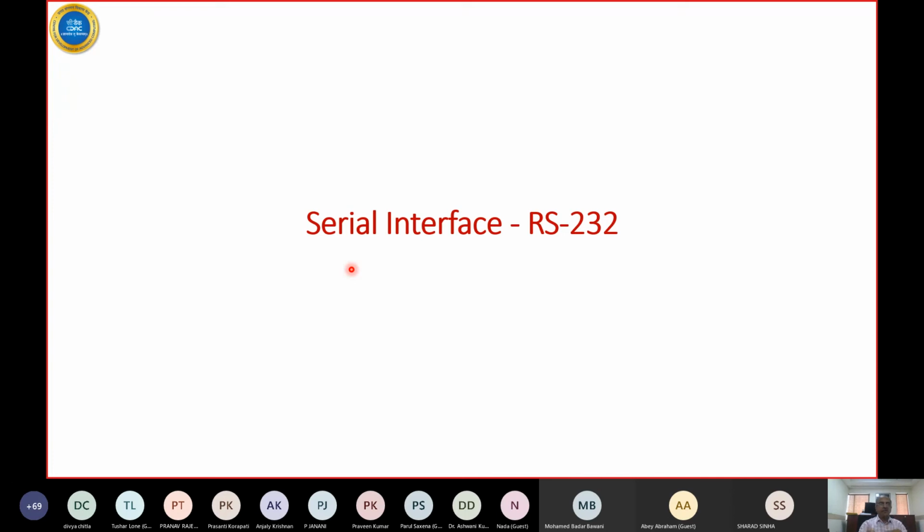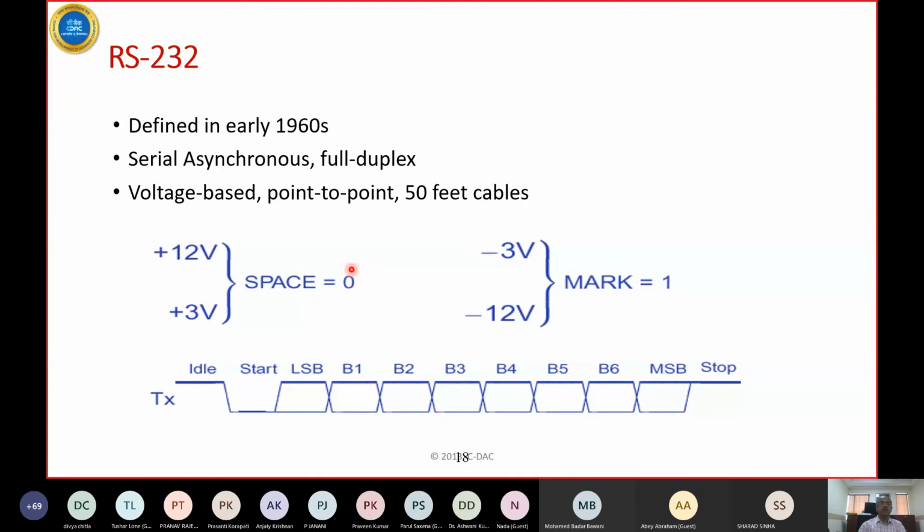Now the levels on the UART, TX and RX, they are at 5 volt. But when you are transmitting the data at 50 feet, then in that case, you will be using an interface like RS-232. There are other interfaces like RS-422, RS-485, but I will explain just one such interface. So this is a very old interface. That was the time when the terminals were attached to mainframe computers using RS-232. It is an asynchronous, full duplex, voltage based interface.